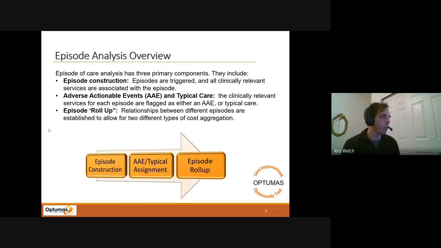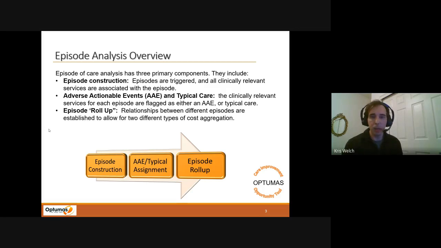This is a little overview of the episode analysis. There are three basic components: episode construction, what we call adverse actionable events in typical care, and finally our roll-up. For the construction, we're looking for diagnosis codes, procedure codes, or combinations that would trigger what we're calling an episode. For a chronic condition, diabetes for example, we then look at all the clinically relevant services related to that episode. Once the episode is defined, we look at the services offered within it, and how they relate to the episode, and whether they would be what we'd expect as typical care, or something that could potentially be avoided, which we've called adverse actionable events. You'll see that term used, AAE. That's essentially things that could be avoided, and we'll have an example coming up in just a minute. You'll see that used in the analysis that Chris Dickerson is going to show you in just a second.